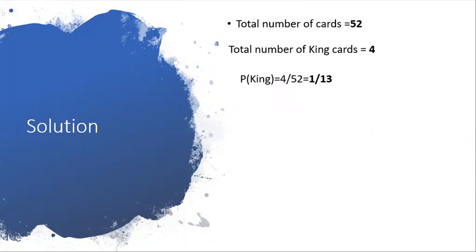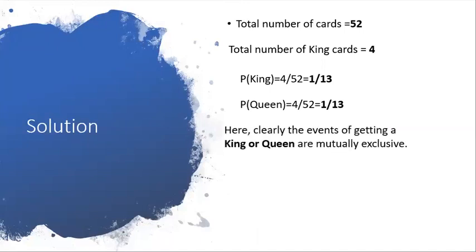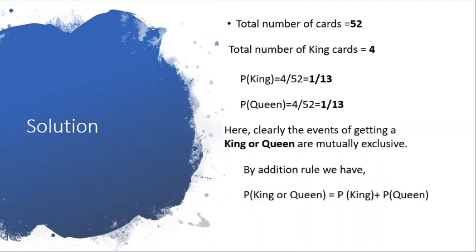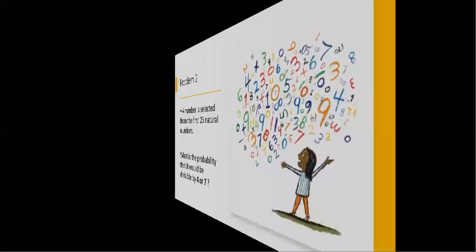In a similar fashion, we calculate the probability of getting a queen card, which is also 1 by 13. Clearly the events of getting a king or queen are mutually exclusive, and we are applying the theorem of addition here to get the probability of getting either a king or a queen. So the probability of getting a queen or a king is the probability of getting a king plus the probability of getting a queen, which is 1 by 13 plus 1 by 13, that is 2 by 13. Let's move to our next example.